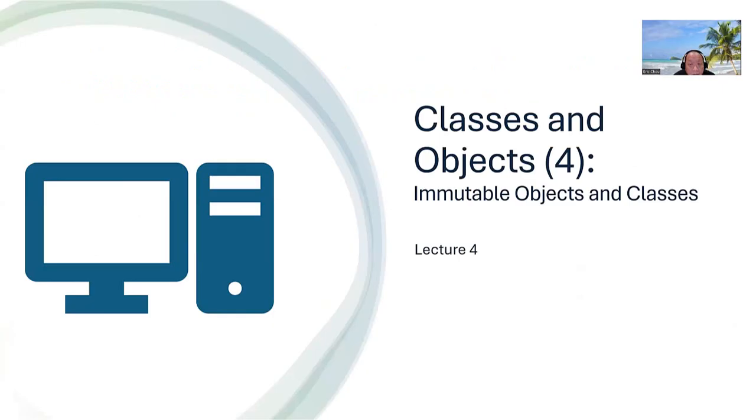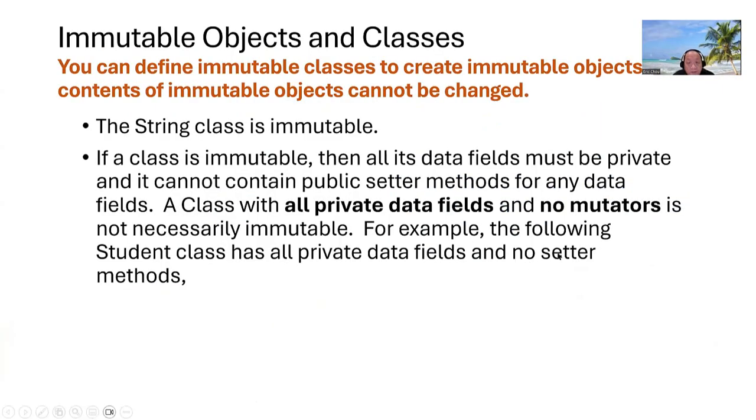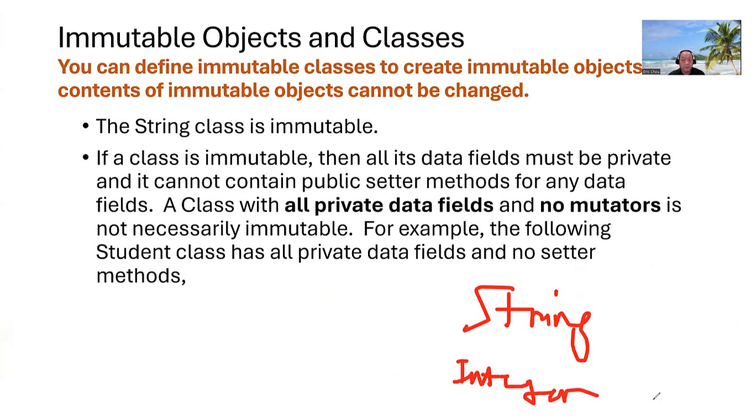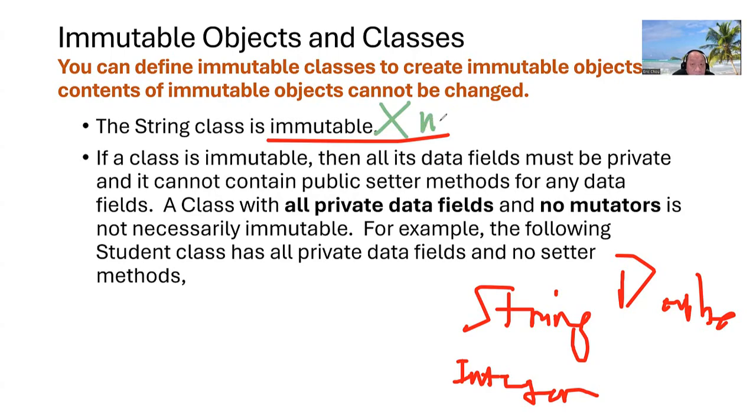Next one, we are going to talk about immutable objects and classes. There are two important immutable objects and classes you need to know about. One is String. The other one is Integer. Actually, Double is also an immutable object. An immutable object is something that cannot change. The data cannot be changed.